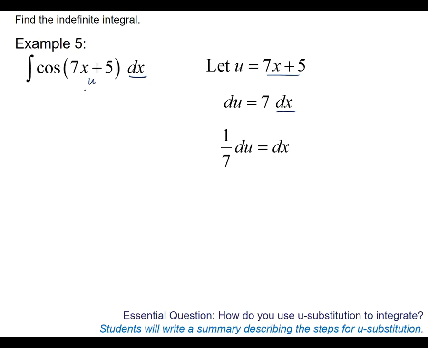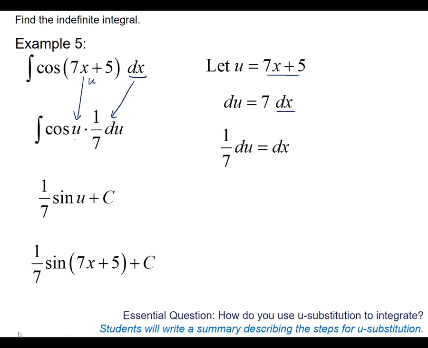Alright, so I'm going to put in 7x plus 5, putting in u. For the dx, we're putting in 1/7 du. So there's where the substitutions were made. Anyways, the information is over here. This is a coefficient, right? That coefficient's going to go in the front. When we integrate cosine, what do we get? Sine. So we get 1/7 sine u plus c. Alright, and then what's going to get substituted back into the u? 7x plus 5.